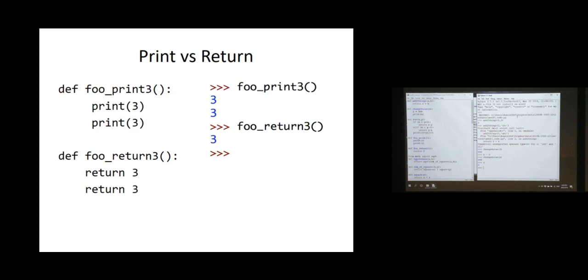So return is that. Print is different. Print basically says that I want to print something on the console. That's all. It's not the end of my program. I just want to print something on the console. So you have to distinguish between these two. You can have 2 prints because I can print as many things as I want. But you can have only 1 return here because the second return is useless. You can put 300 here, it still returns 3. Make sense?